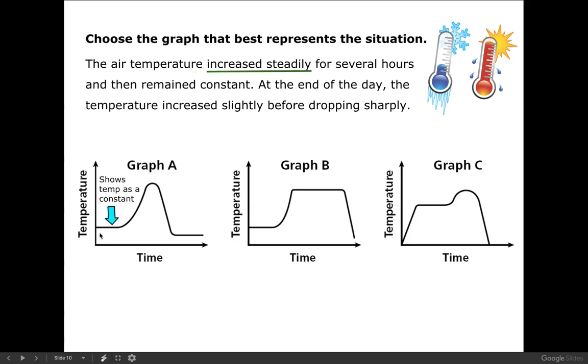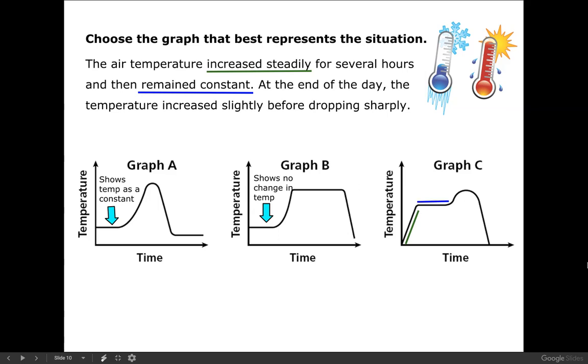So graph A actually starts off with a constant, where the temperature is not changing. So a constant temperature here. Also, graph B shows no change in that temperature. So whatever temperature it is, it is not changing when it is that horizontal line. No rate of change there. After that, it remained constant.